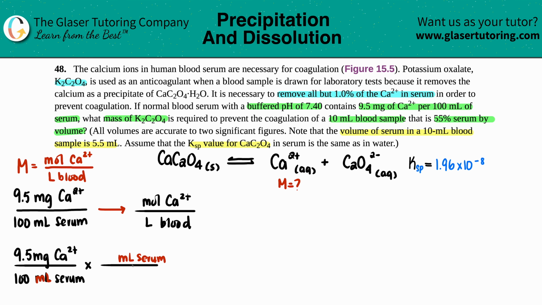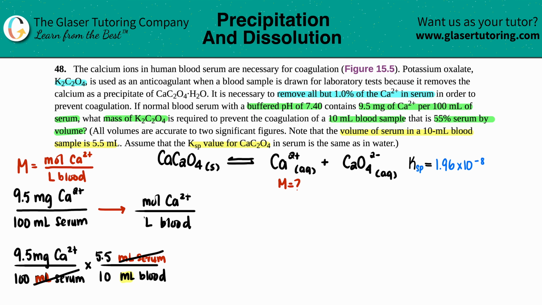And the liters, actually they said milliliters. So 10, well, I don't want to put the number yet, but mils of blood goes on the bottom. In the 10 milliliter blood sample, so that has to be 10, there are 5.5 milliliters. So 5.5 goes on the top. For every 5.5 milliliters of serum, there are 10 milliliters of blood. And now the milliliters of serum cancel. We're almost there. We're at milliliters of blood.